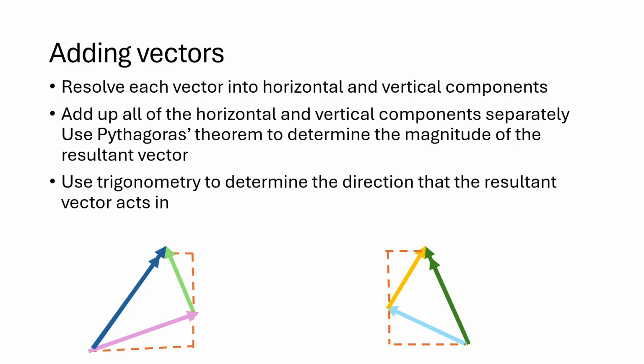So what's the process? First of all, resolve each vector into its horizontal and vertical components. Then add up all of the horizontal components together, and then separately add up all of the vertical components. That will give you the horizontal and vertical components of the resultant vector. Then use Pythagoras' theorem to determine the magnitude of the resultant vector, and trigonometry to determine the direction that the resultant vector will act in.